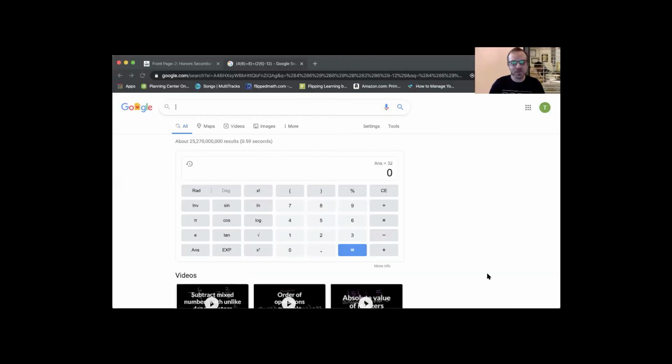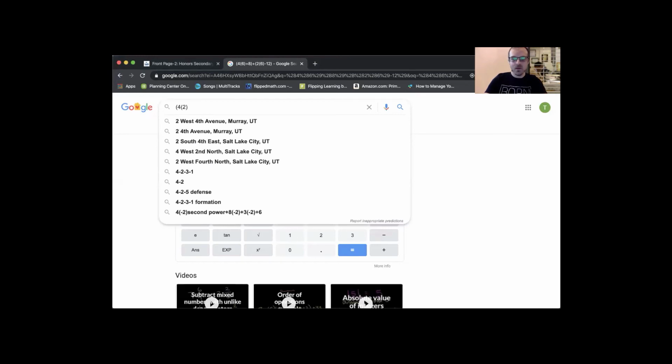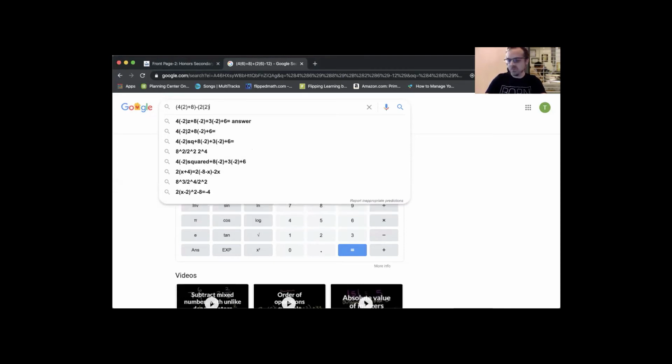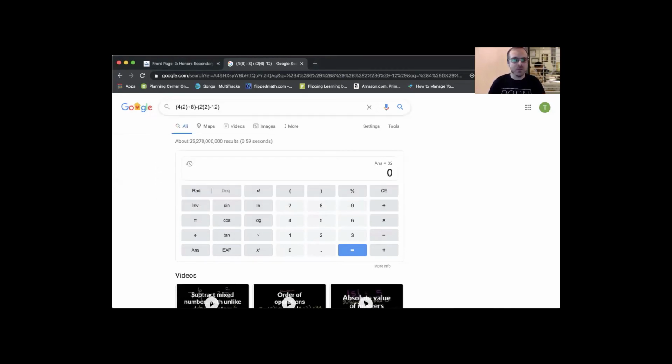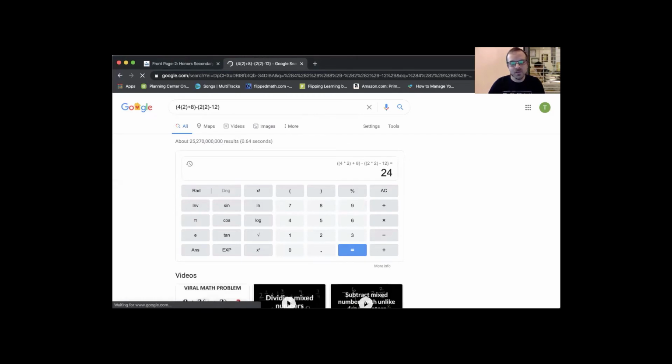Yep, and that's just going right on over to Google's calculator again and typing exactly what we've got here, 4 times 2 plus 8. And then we're subtracting 2 times 2 minus 12. Watch out for those parentheses. Make sure they're all typed in right. Double check to make sure you've typed in what you want to type in. And then you can hit enter there. You get your answer of 24.